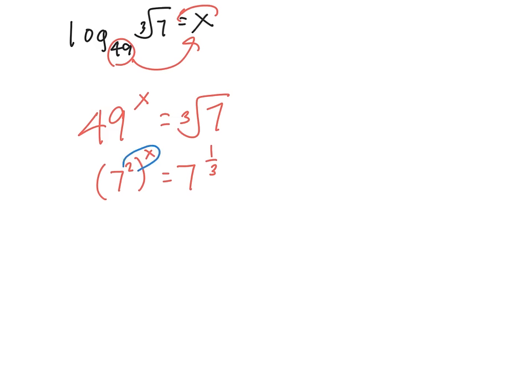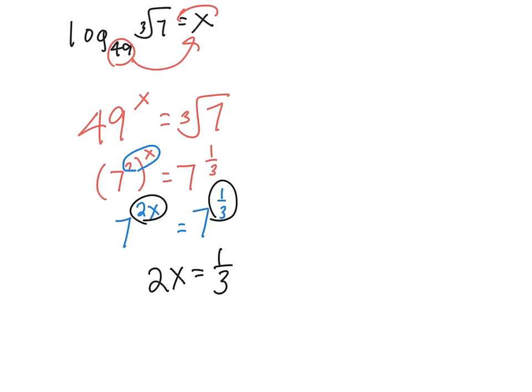Now whenever you raise an exponent to an exponent, you just multiply. So now this is the same as saying 7 to the 2x equals 7 to the 1/3. Well, if the bases are equal, then the exponents have to be equal. So we can bring this down to 2x equals 1/3, and therefore x equals 1/6.